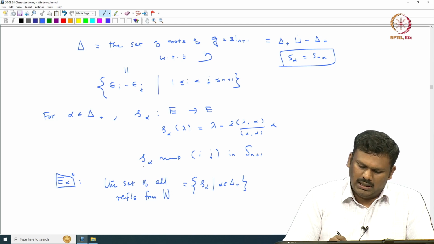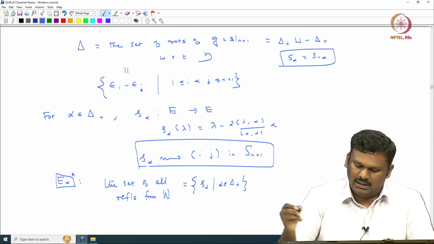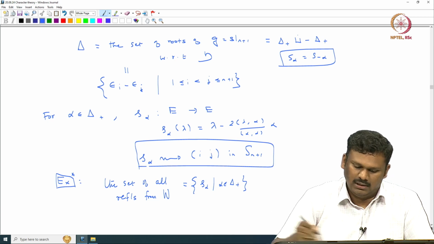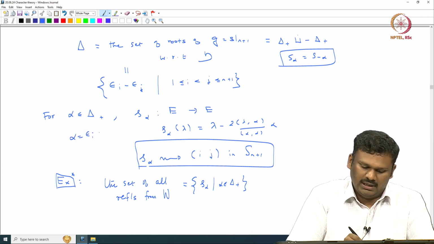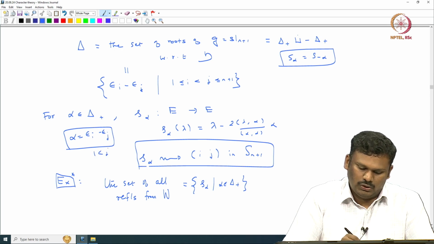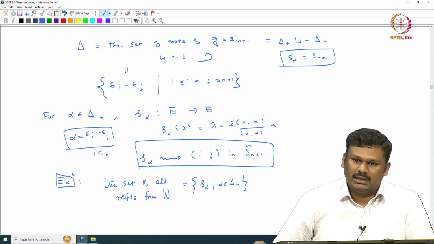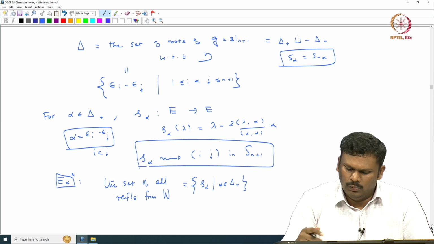So, here we have a very explicit identification. Whenever we take S_alpha, with alpha being epsilon_i minus epsilon_j, then for this particular positive root, the reflection corresponding to it is nothing but the transposition (i, j). Note that these transpositions also generate the group.